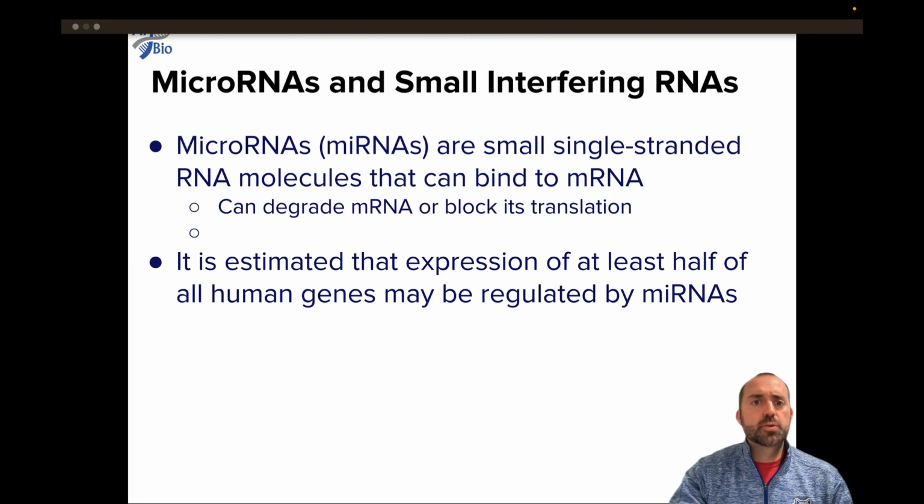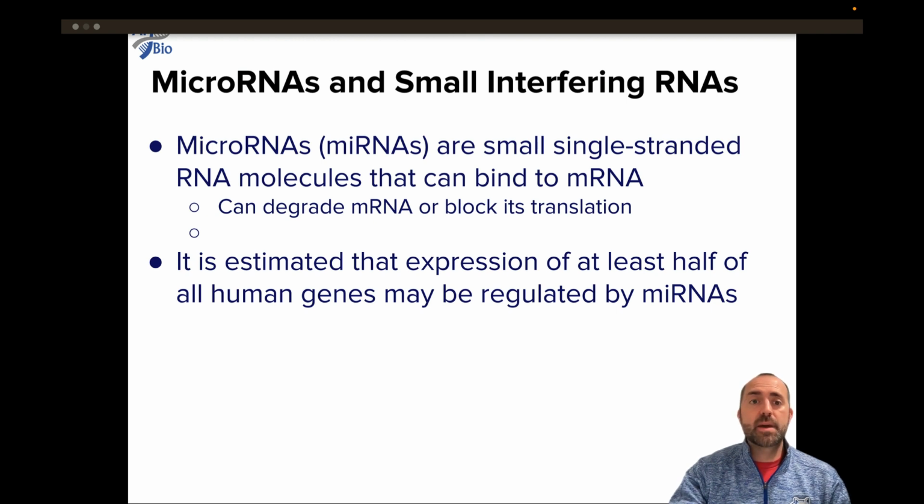Another type of post-transcriptional control is microRNAs and small interfering RNAs. MicroRNAs, or miRNAs, are small single-stranded RNA molecules that bind to the messenger RNA, and basically they mark that RNA for degradation, or they can block translation. Essentially, they can silence the mRNA.